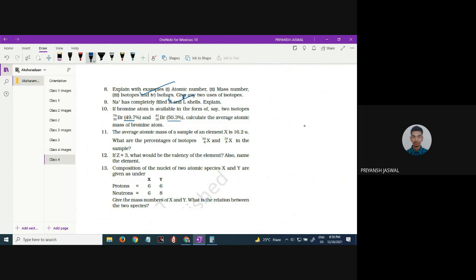It's the same as we calculated for chlorine: 49.7% of this one, that is 79, plus 50.3% of 81, that is this atomic mass. So this will give the average atomic mass of bromine. You can calculate it.